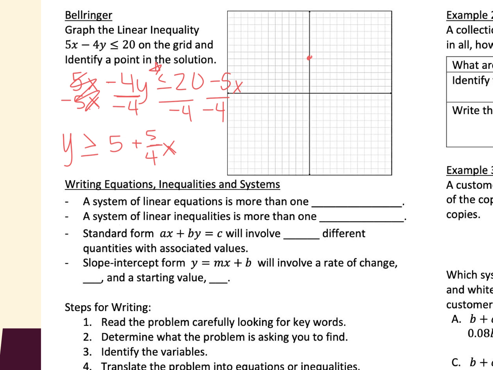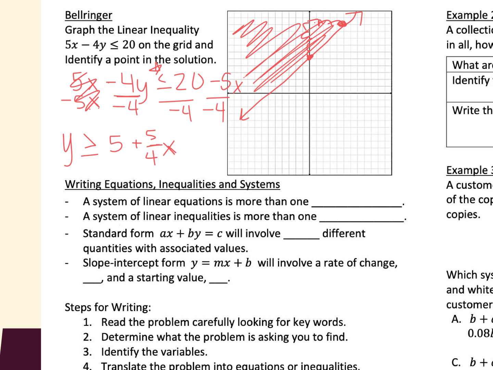So we're going to start by graphing our y-intercept at 5, going up, and our slope is 5/4. So we're going to count up 1, 2, 3, 4, 5, and over 1, 2, 3, and 4. There is an extra line underneath this, so this is a solid line. And it is greater than, so we're going to shade above. So any coordinate within that is going to be a solution to our inequality, including points on this solid line.